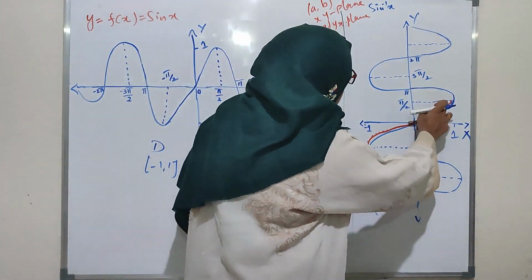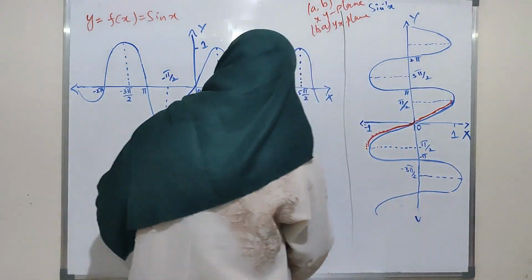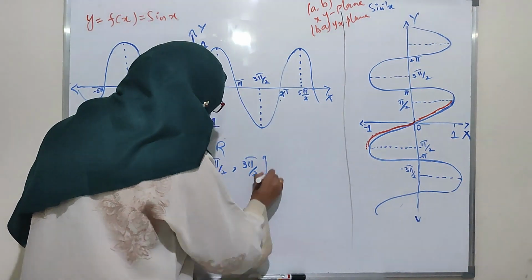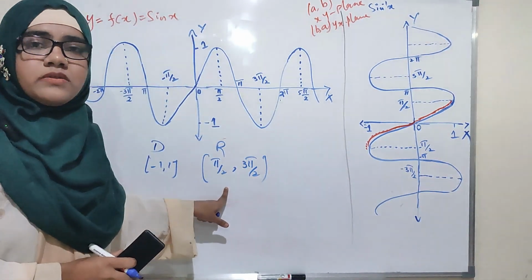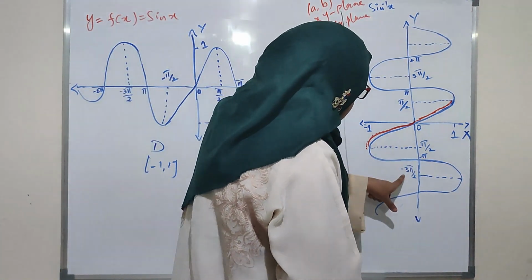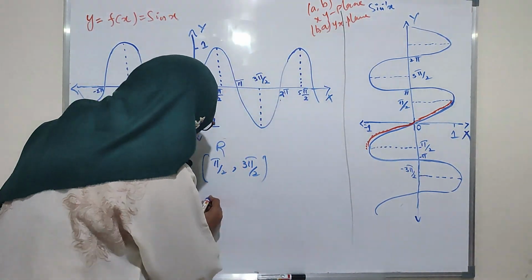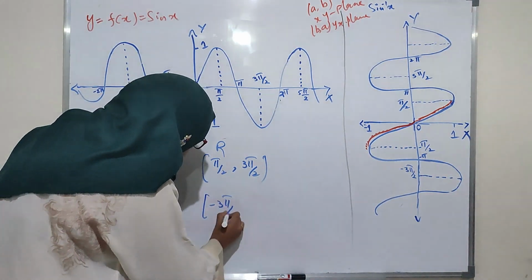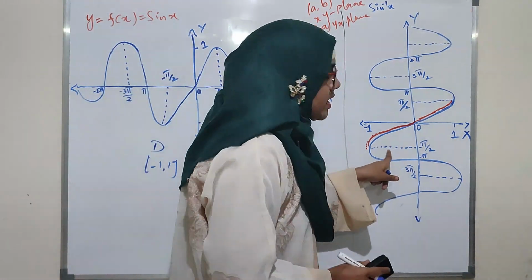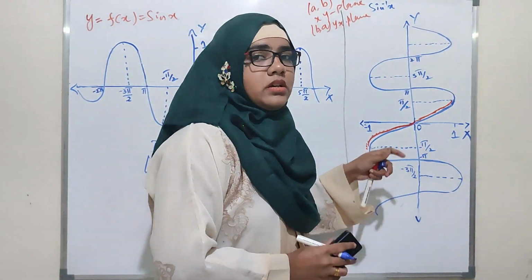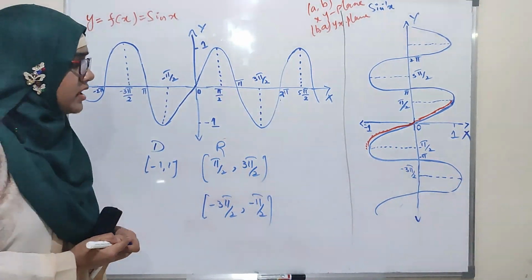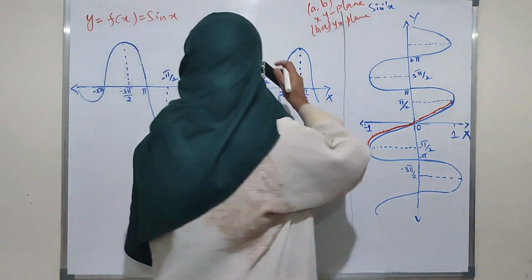Now consider the values from pi by 2 to 3 pi by 2. For this also the function will become one-one. And what about minus 3 pi by 2 to minus pi by 2? Then also the function becomes a one-one function. If it becomes a one-one function, then we can find the inverse of the given trigonometric function sin x.